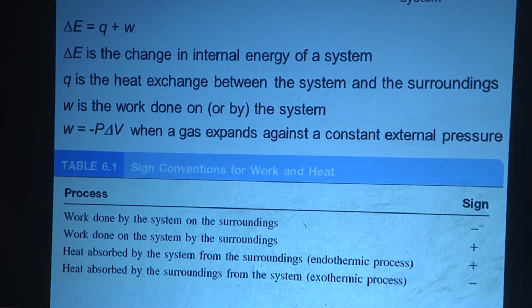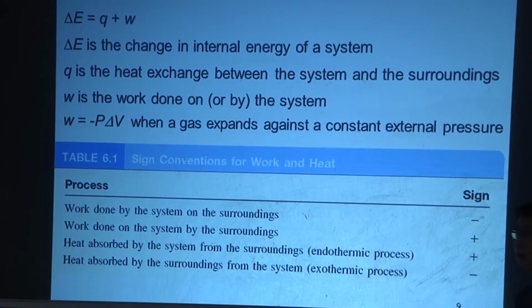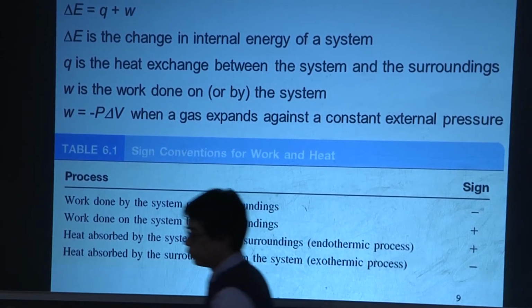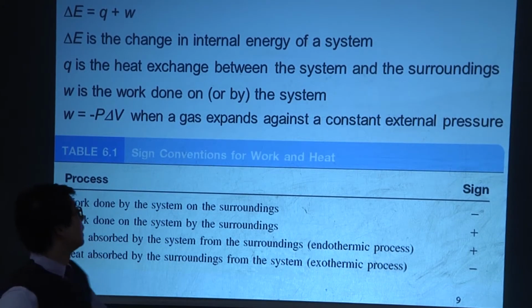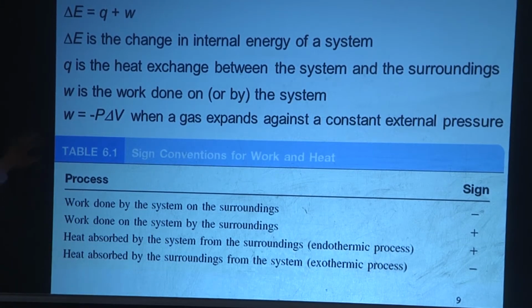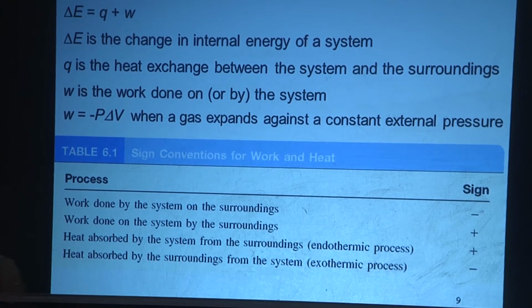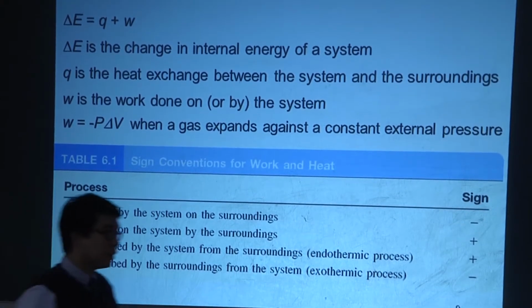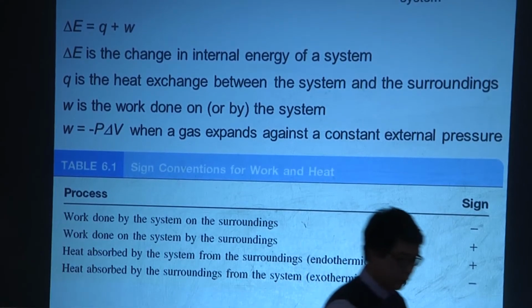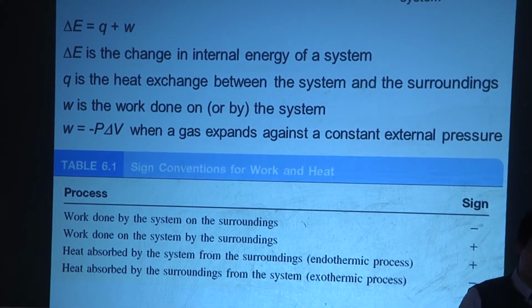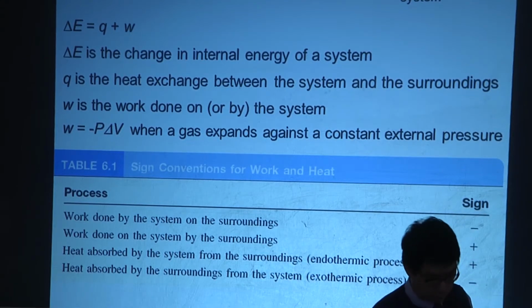So when you put heat and work together, you get delta E, which is a state function. But between the initial E and the final E, Q can be big and W can be small, or Q can be small and W can be big, or they can both be medium. So those are part of the pathway to get from one state of E to another. So heat and work are not state functions.